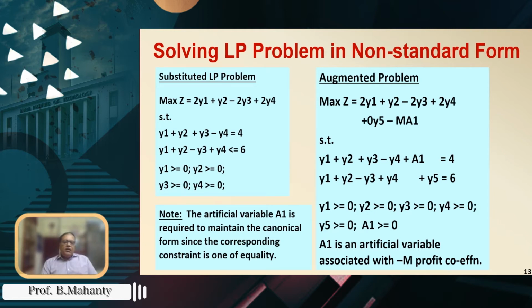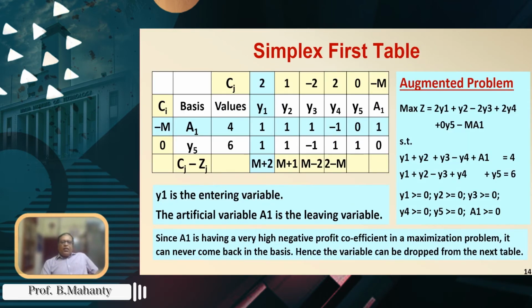All right. Then y1 greater than or equal to 0, y2 greater than or equal to 0, y3 greater than or equal to 0, y4, y5, and even a1, all are greater than or equal to 0. A1 is the artificial variable associated with minus M profit coefficient. Is it clear? So that is how we form the augmented problem. Once we have the augmented problem, now we can begin our simplex procedure. So this is our simplex first table.